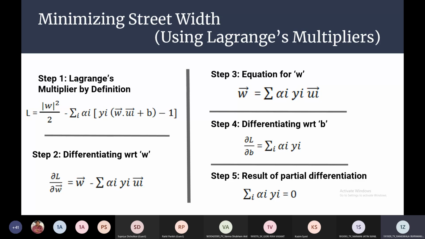We actually minimize W square by 2, because W square by 2 has a much better differential, that is just W. So now we use the Lagrange multiplier method to do this. So this is the main equation that we get there.